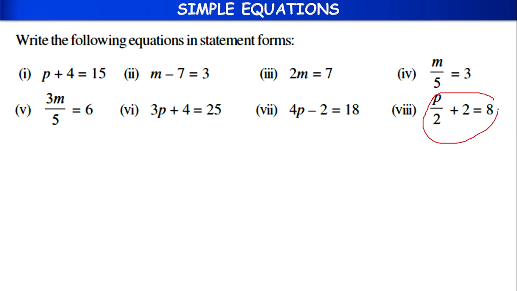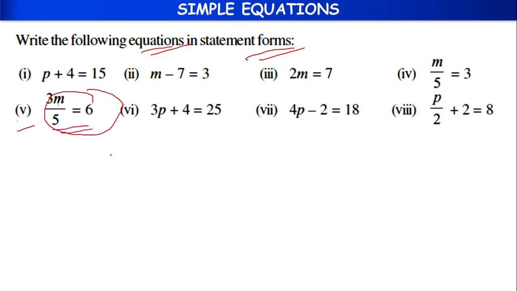Or this one: if you add 2 to 1/2 of p, then you will get 8. Like that, in any way, you can write the equation in statement form, children. So the remaining questions you have to try. Or if we take the fifth one, 3 by 5 parts of m is equal to 6. Like that we can write.